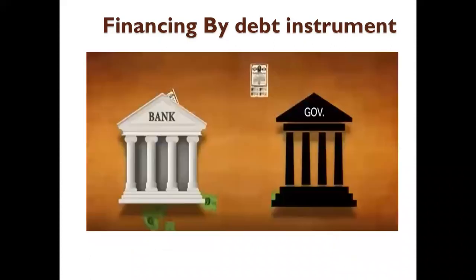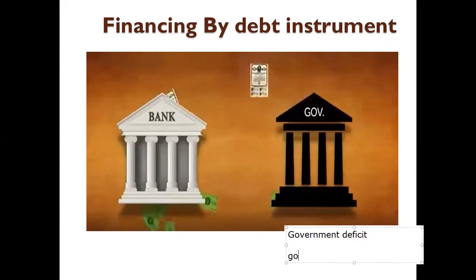What is the debt instrument? So we are going to look at the relation basically between the government and the bank. Usually in many governments, we have what we call a government deficit. So how can we finance this deficit? This deficit means that the government expenditure is more than the government revenue. So we are having a shortage. How can we fulfill this shortage?